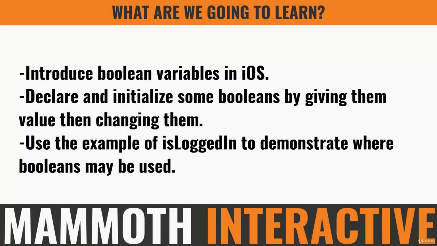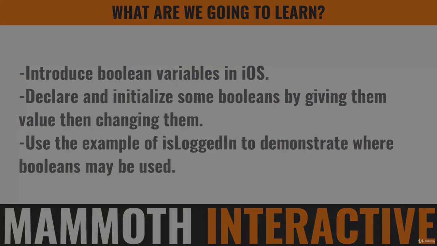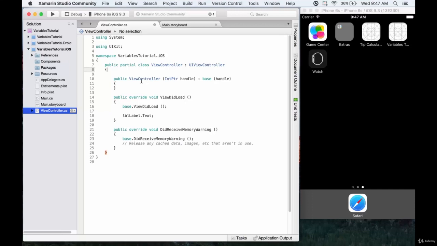In this part of our tutorial, we're going to introduce Boolean variables in iOS. We're going to declare and initialize some Booleans by giving them values and then changing them, after we explain exactly what a Boolean is. Then we're going to use the example of an isLoggedIn Boolean to demonstrate where Booleans may be used in a real-life situation. This part of our tutorial will deal with variables of the type Boolean.